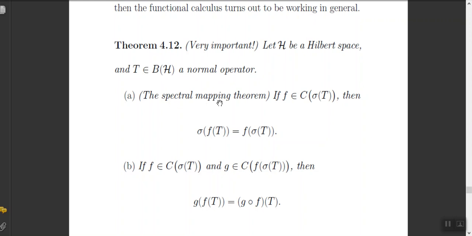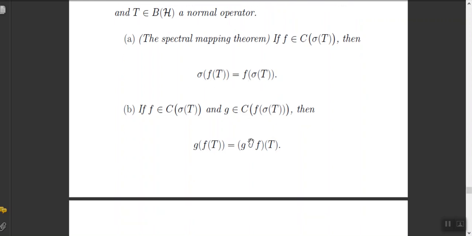Then the spectral mapping theorem says that if f is a continuous function on the spectrum of T. Look at here, what is this space? When you say C of the spectrum of T, the spectrum of T is a compact set. So this means the space of all continuous complex-valued functions on the spectrum of T. Then when we define f of T, it is an operator, so definitely it has a spectrum. The spectrum of f of T, by the spectral mapping theorem, equals f of sigma of T. It means the image of the spectrum of T under f.